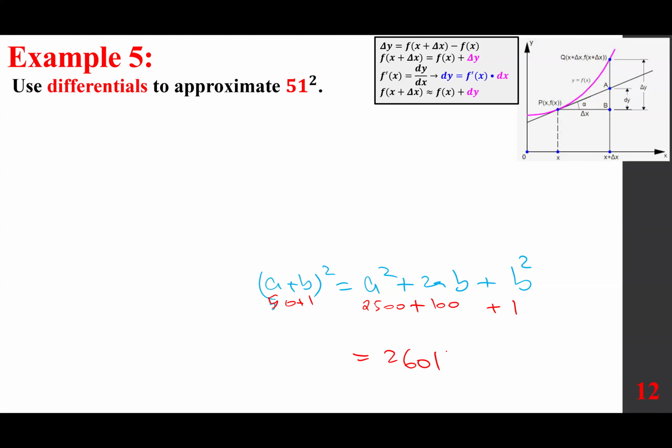So what is the process? Number one, we need a function. What function? Just read the operation 51 squared. What are we doing? What is the operation? Squaring. So the function must be x squared.